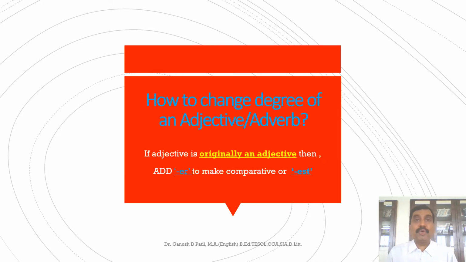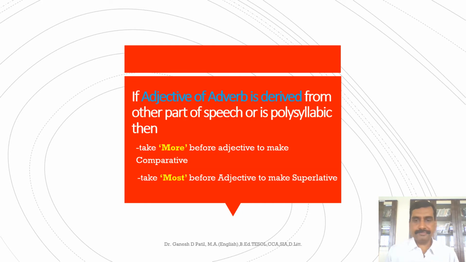How to change an adjective into comparative and superlative? We can change original form of adjective into comparative by adding er to the adjective, and if we add est to the original form of the adjective, we get superlative. For example, clever, cleverer, cleverest, fast, faster, fastest, happy, happier, happiest. If the adjective is monosyllabic, we can add er to change it into comparative, or we can add est to it to change it into superlative.